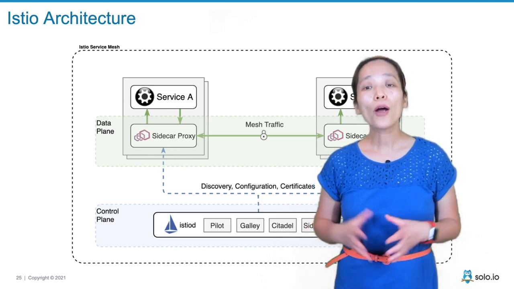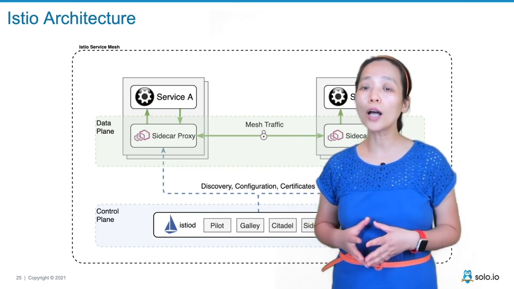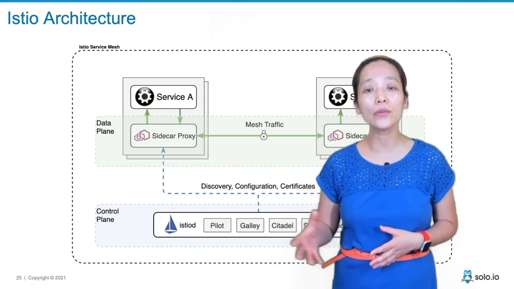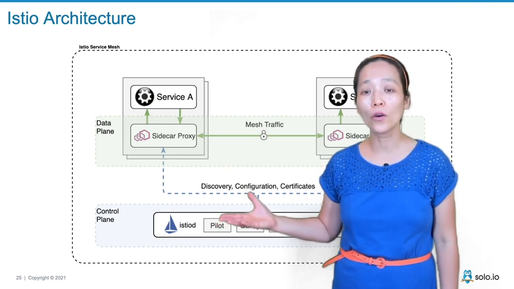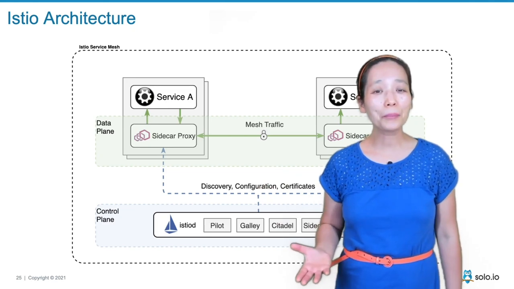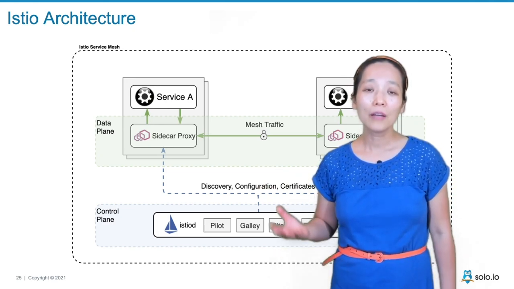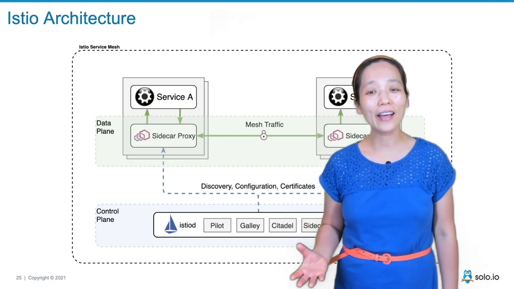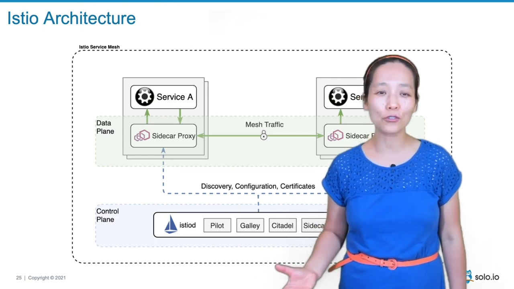The sidecar proxy can be injected into your services through automatic injection or manual injection, and they are part of your request flow. This is where you want to pick the right service mesh architecture, the right project, because at the end of the day, the sidecar proxy is a critical piece of your infrastructure.